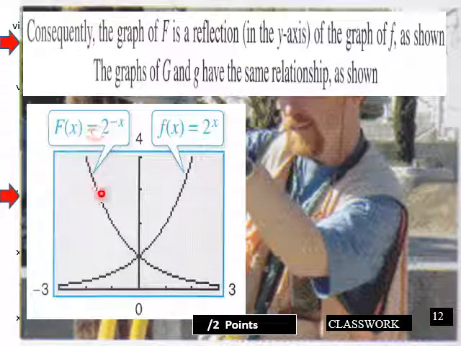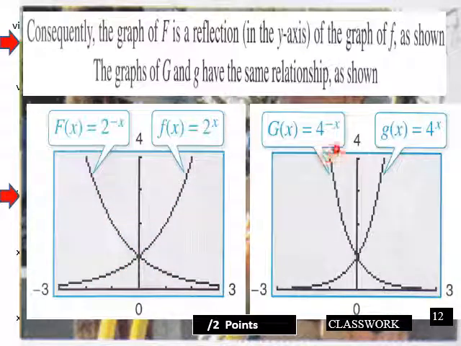So this is 2 to the negative x, and then 2 to the x. This is what they would look like here. And then g, capital G and lowercase g, 4 to the negative x, 4 to the x. Kind of the same thing here.